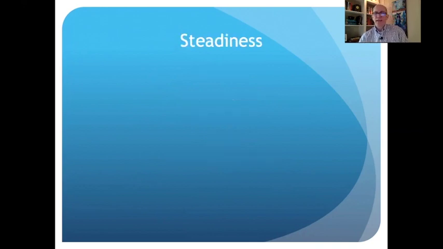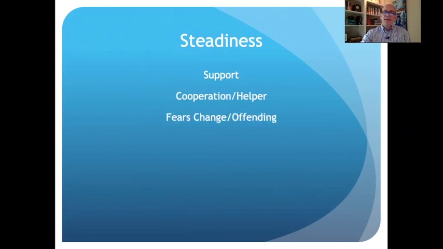The S, steadiness. The priority for the S is support, looking for who he or she can help out with. An S is motivated by cooperation and being a helper. The basic fear of a high S is of change or potentially being offensive to somebody. And you'll notice that with a high S, someone who's very patient and a good listener. They've got lots of people around them that tend to be more talkative than they are.